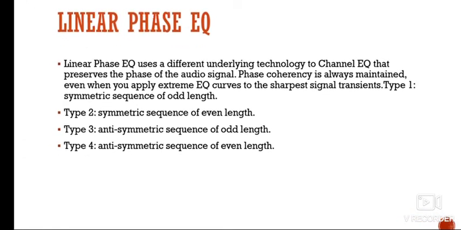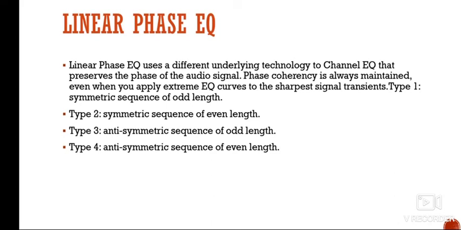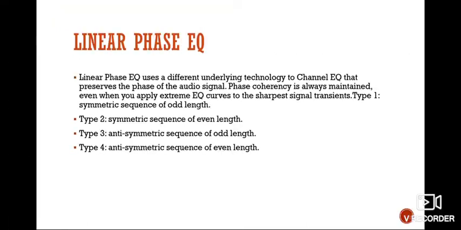Linear phase EQ. Linear phase EQ uses a different underlying technology to channel EQ that preserves the phase of the audio signal. Phase coherency is always maintained even when you apply extreme EQ curves. Linear phase FIR types: type 1, symmetric sequence of odd length; type 2, symmetric sequence of even length; type 3, antisymmetric sequence of odd length; type 4, antisymmetric sequence of even length.